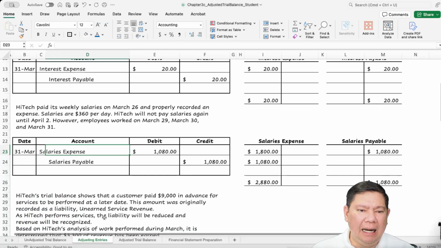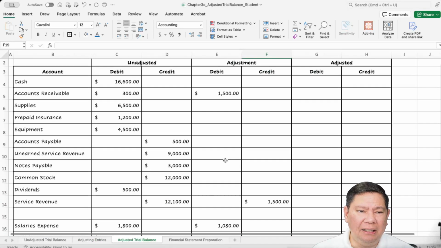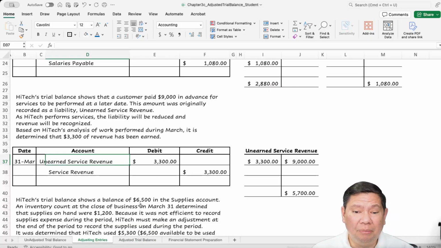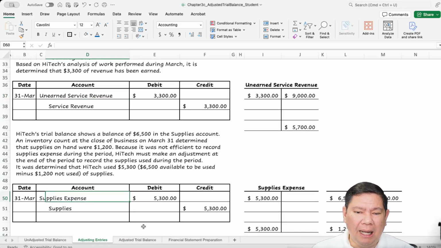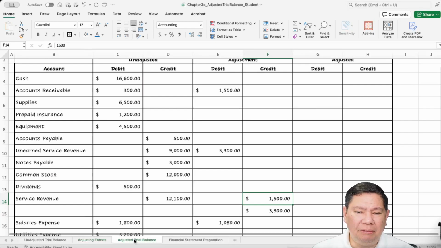And then the next one is recognizing service revenue from the liability. So unearned service revenue should go down by 3,300. And we have to recognize 3,300 revenue. These 2 rows here are for service revenues. I hope that's enough. Otherwise, we have to create another row. Not a big deal. Supplies expense, 5,300, and supplies has to go down by 5,300.